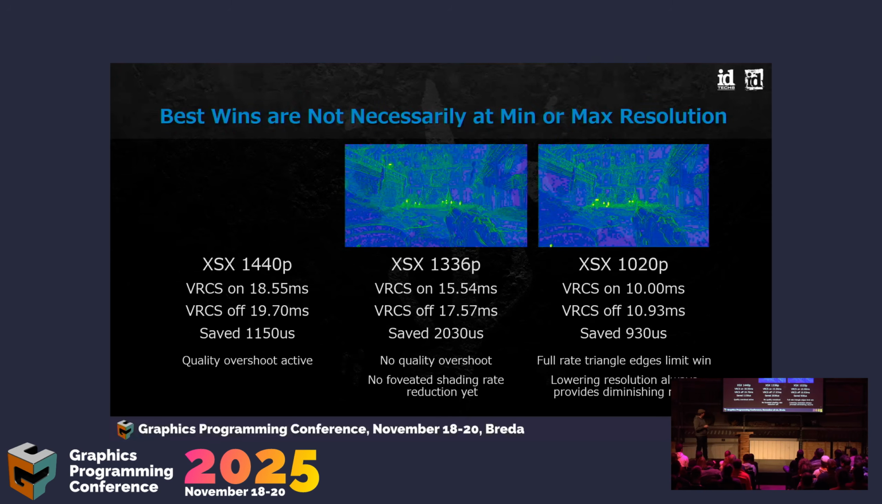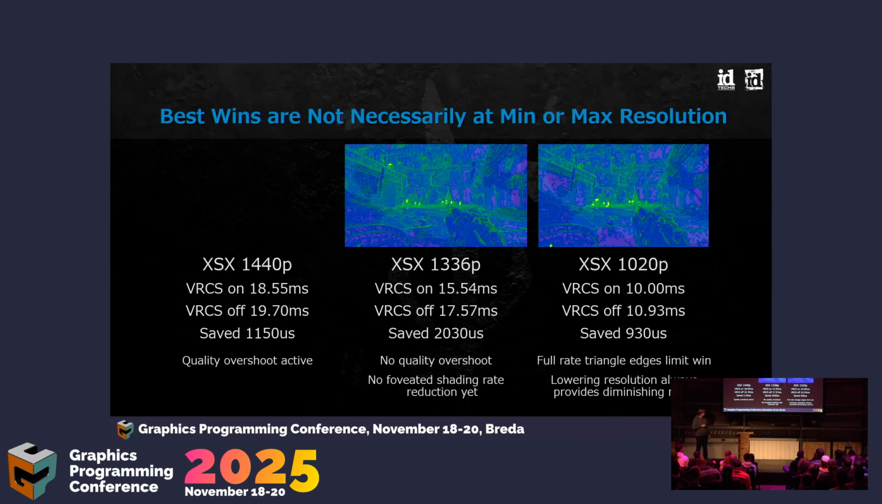So, and it still can't load that image. So we got some different savings, and it depends very much at what resolution you're running. So at 1440p, which is the maximum resolution on Xbox Series X, the quality overshoot is active by quite some margin, and we're only saving around a millisecond. At 85% resolution, we're starting to get concerned. We want the biggest saving we can get, really. So we've got a full 2 millisecond win for the same scene.